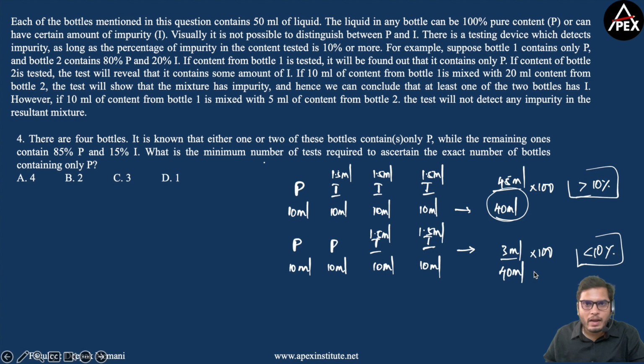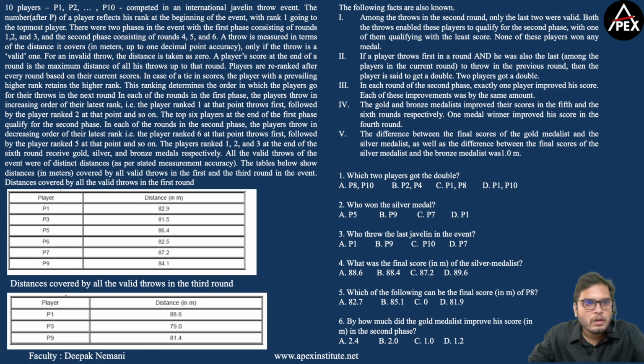Now moving ahead to the last set, set 4. So here we have 10 players, P1, P2, so on till P10, competed in an international javelin throw event, and the number after P of a player reflects his rank at the beginning of the event, with rank 1 going to the topmost player. So P1 means he was the rank 1 player initially. There were two phases in this event, with the first phase consisting of rounds 1, 2 and 3, and the second phase consisting of rounds 4, 5 and 6.